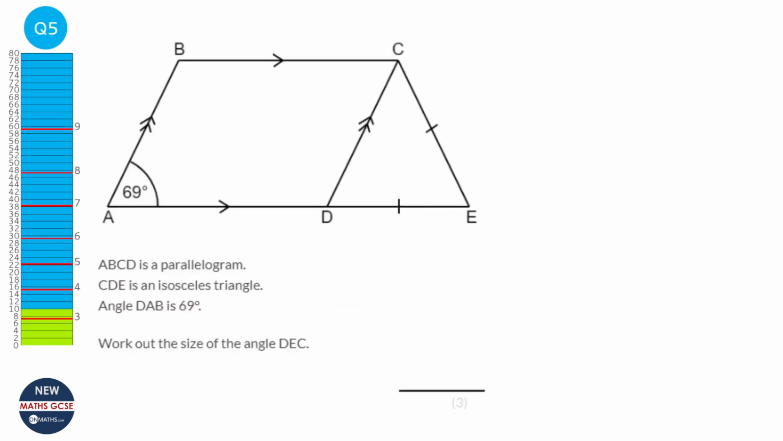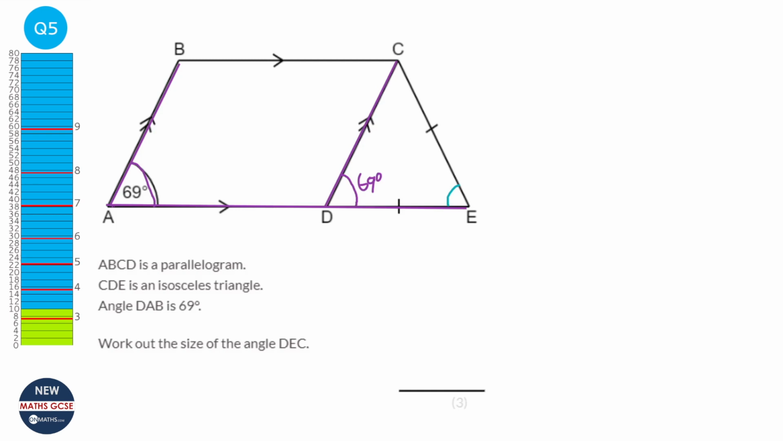So we're looking for angle DEC, which is this one here, but we can't go directly there. We've got to kind of work our way towards it. And the first thing I'm going to look at is this set of parallel lines here. And we've got a line going through these parallel lines, which is this line here. And so therefore this angle here and this angle are going to be corresponding. So this is going to be 69 degrees.